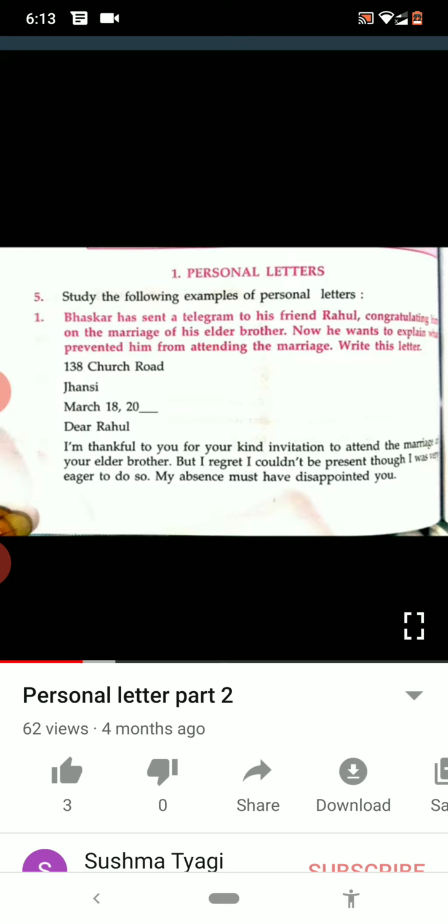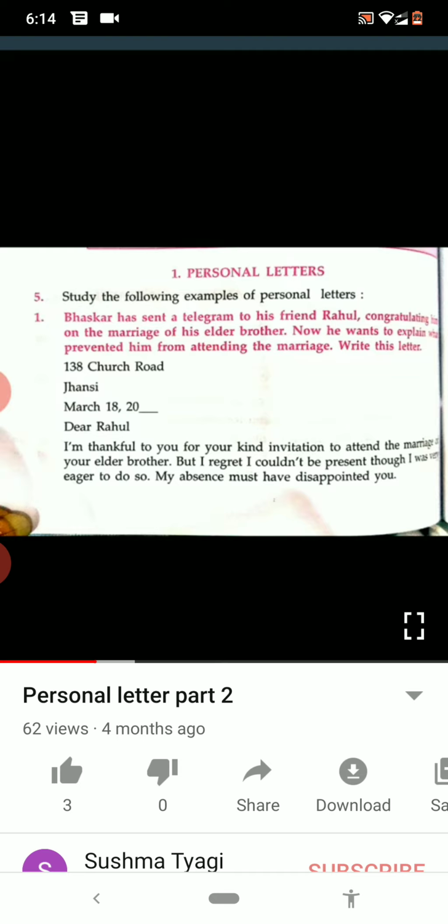So who will explain the reason? Bhaskar. So who is the writer here? The writer is Bhaskar. So Bhaskar will write his own address on the left hand side, on the top of the page. Right? So see what address he has written. 138 Church Road, Jhansi.